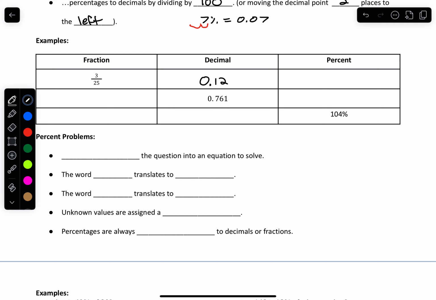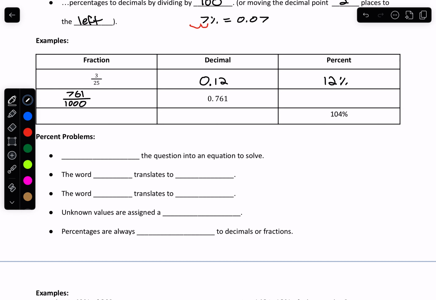And then to turn a decimal into a percent, we multiply it by 100. So if I take 0.12 and multiply by 100, I get 12%. In the next row, we are starting with 0.761 as a decimal. If I want to turn that into a fraction, I take the digits 7, 6, and 1, and I write them over the place value, where the 1 right here is in the thousandths spot. So I write it over 1,000.